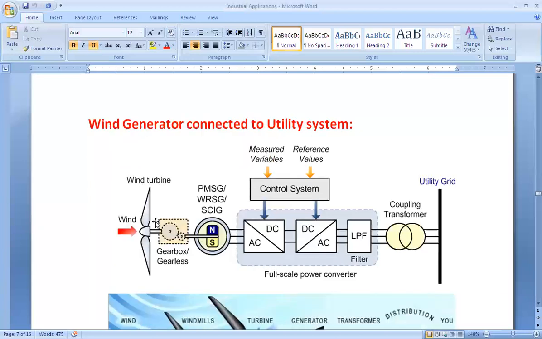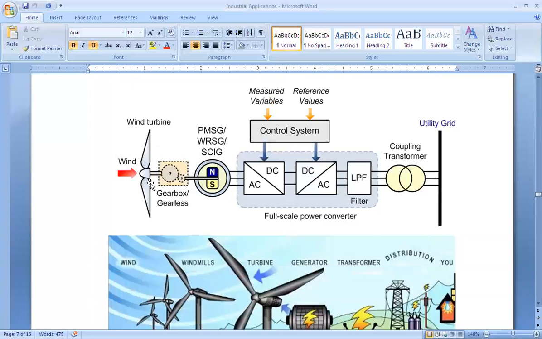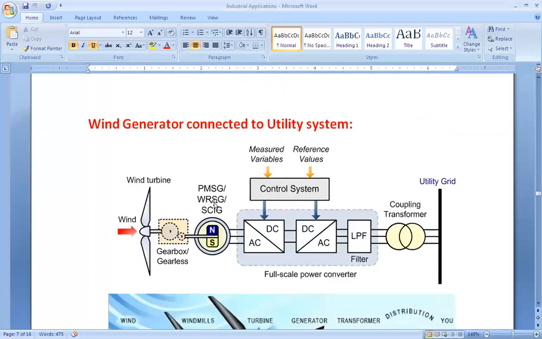Through wind, the rotation of this blade increases the speed. This is a bigger gear and this is a small gear. So this is a gearbox, and through the gearbox we drive this permanent magnet synchronous generator. The output of this generator is three-phase AC, but with uncontrolled frequency, because the speed of the wind turbine is not fixed, right?